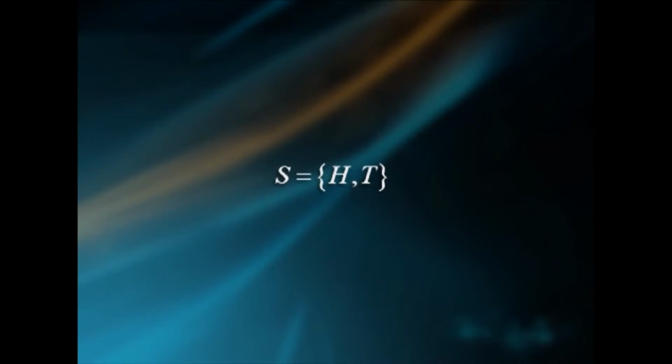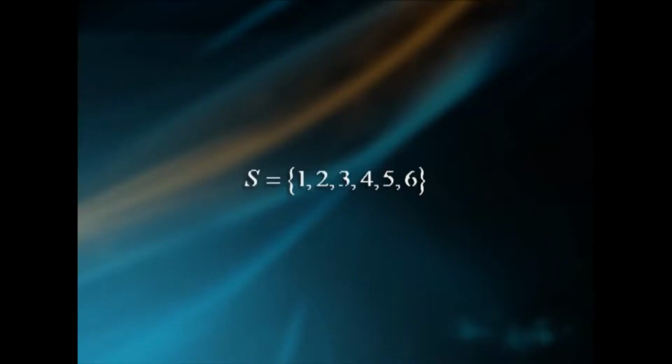Sample space. The set of all possible outcomes of a random experiment is called its sample space and is denoted by S. The sample space of the coin tossing experiment is S equal to the set containing H, T, where H denotes the outcome head and T denotes tail. The sample space for the experiment of tossing a single dice with the numbers 1 to 6 written on their 6 faces is the set S containing the points 1, 2, 3, 4, 5, 6.